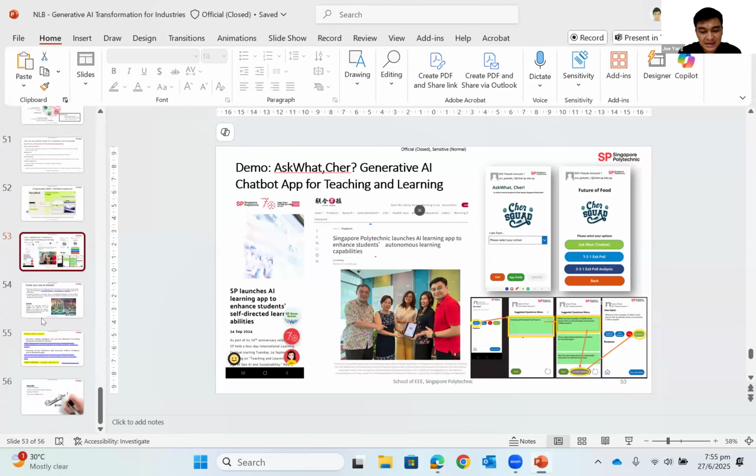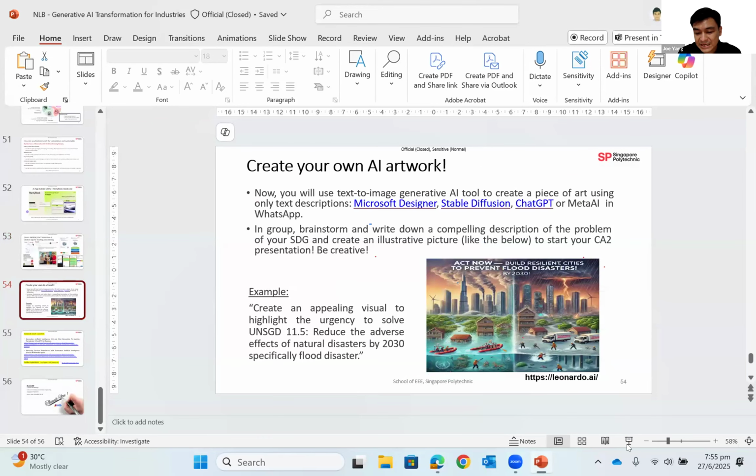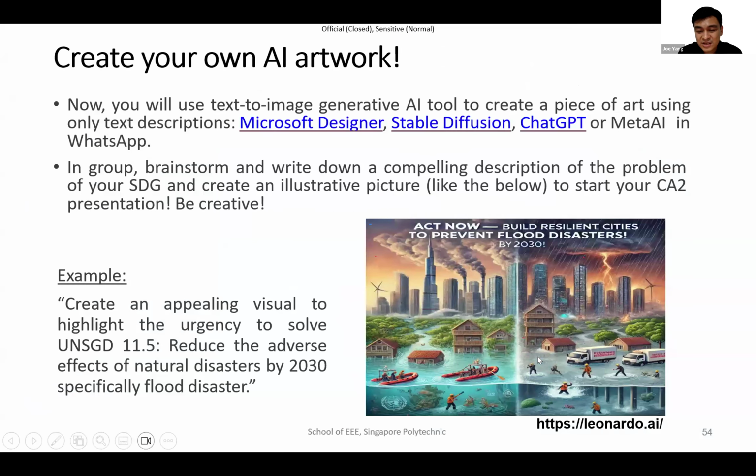Okay, next, a very useful one. For my slides today, I use a lot of graphics from generative AI. Do you know where to get the free and good ones? Let me give you; you don't need to pay. Microsoft Designer, you can use it, but it is limited. Stable Diffusion is open source, but you need to know how to program.